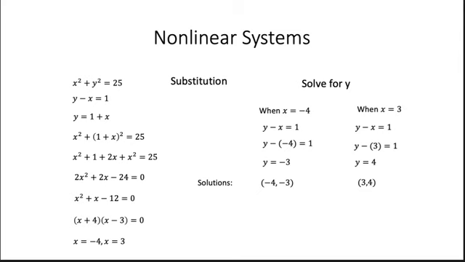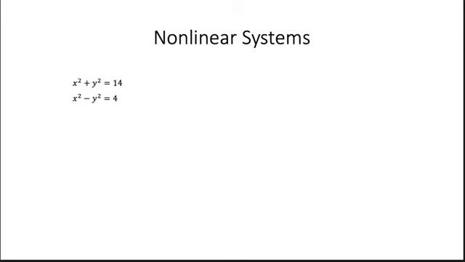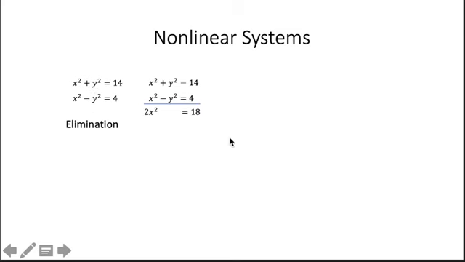Okay, let's look at another example. Now for this system, because of the way it's set up, I'm liking elimination. So I can just simply add these two equations together because the coefficients are opposite for the y terms. When I add those together, I get 2x squared equals 18.